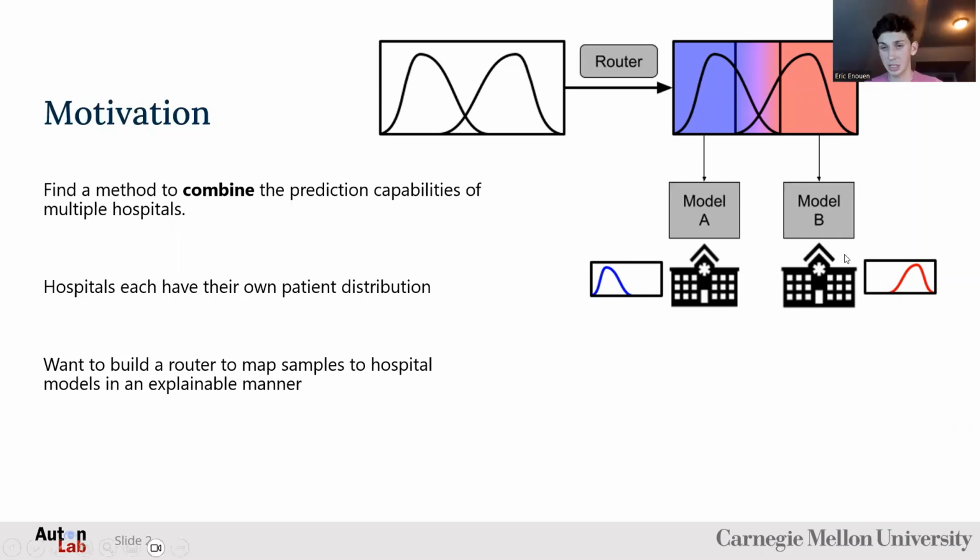And so, as you can see in this figure, Model A may have some distribution in blue of their own patients, and Model B may have this other distribution in red. And so if we have an input in this input space, we want the router to be able to map these inputs to the models that would be best prepared to answer whether or not they have some positive class or not.